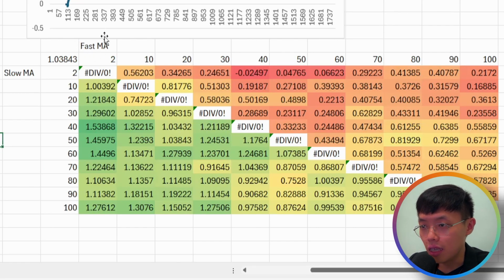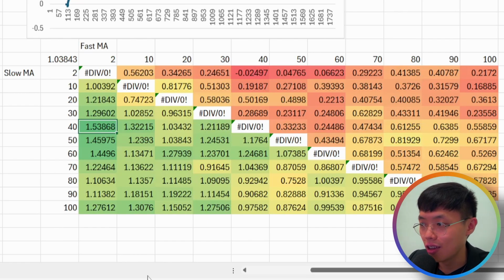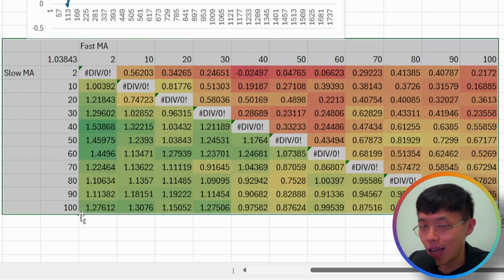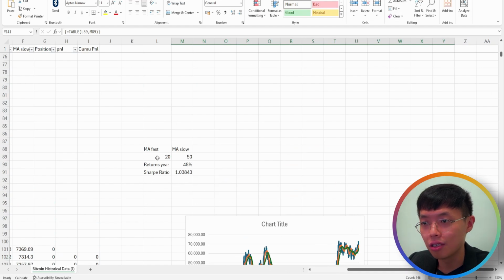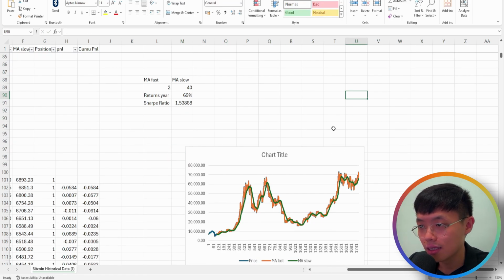So over here we can see that the best optimum one will be at 2 and 40. Okay, when the fast MA is 2 and the slow MA is at 40, we can get a 1.5 Sharpe ratio. Okay, by doing this, we can have a heat map, a heat map of Sharpe ratio to show the best optimum MA crossing strategy. Okay, 2 and 40. So right now I'm gonna select this to 2. I'm gonna put this to 40. Just like that.